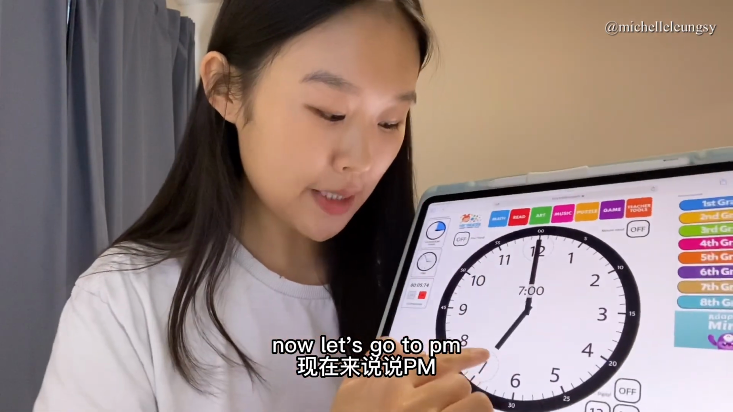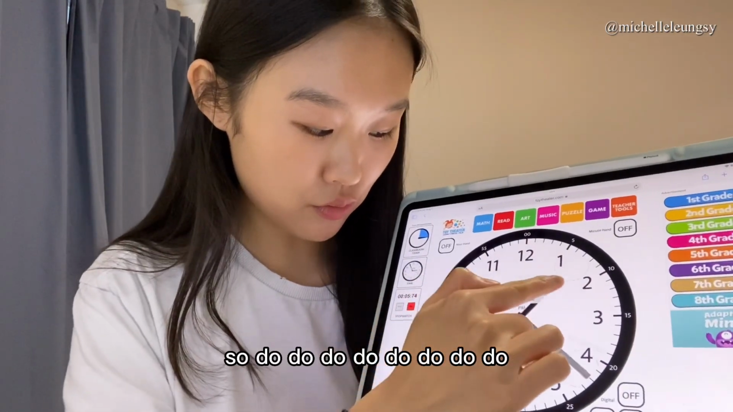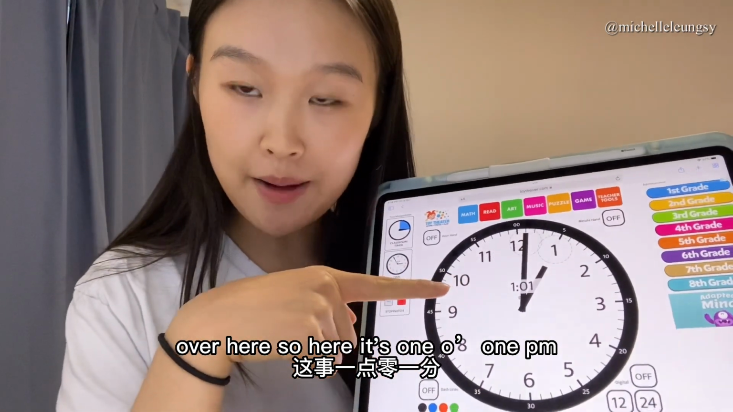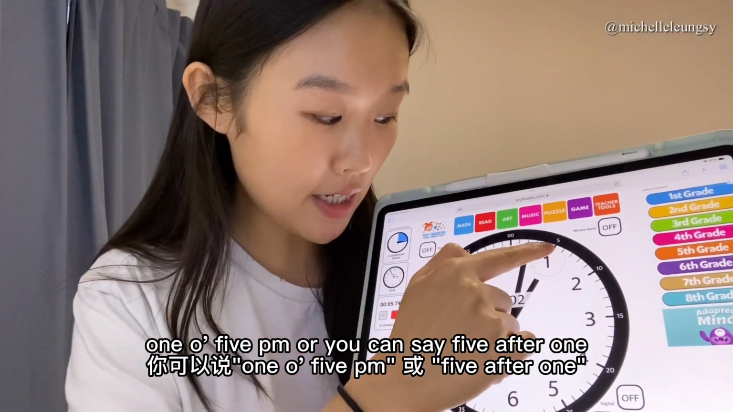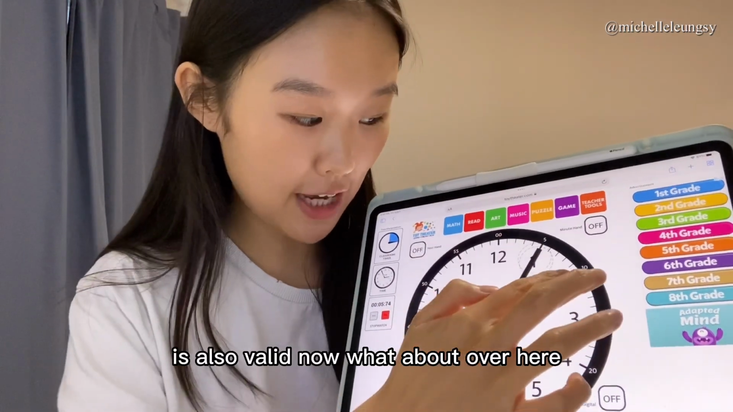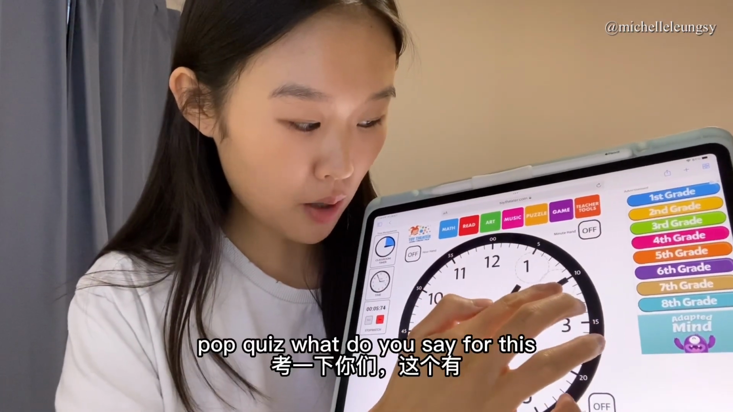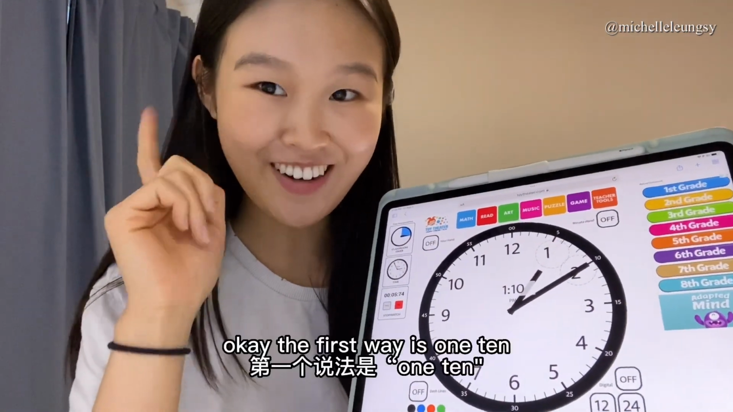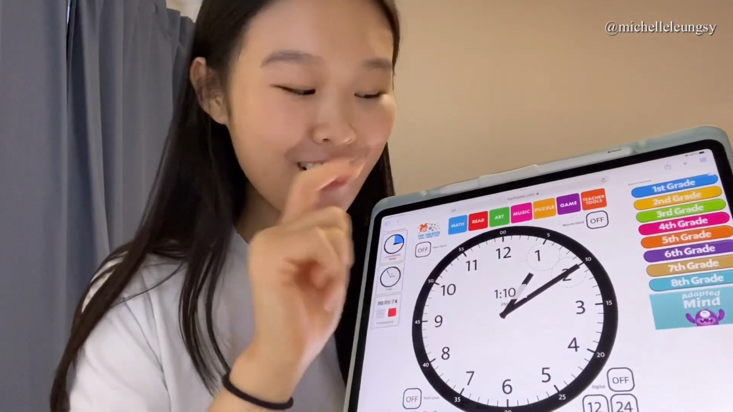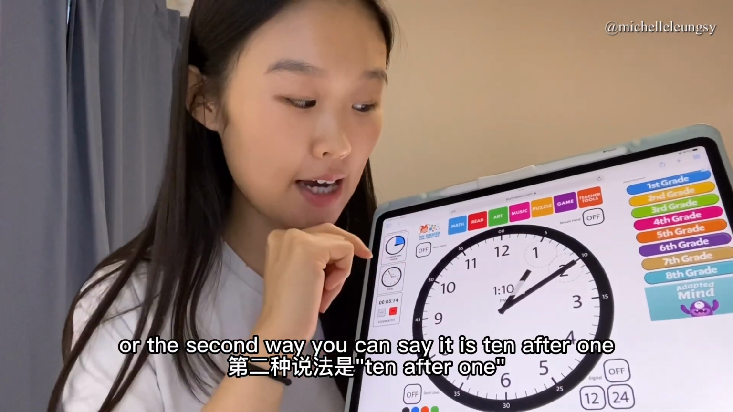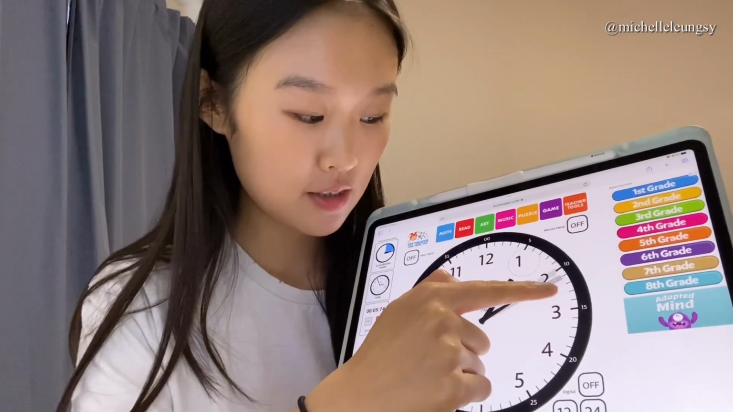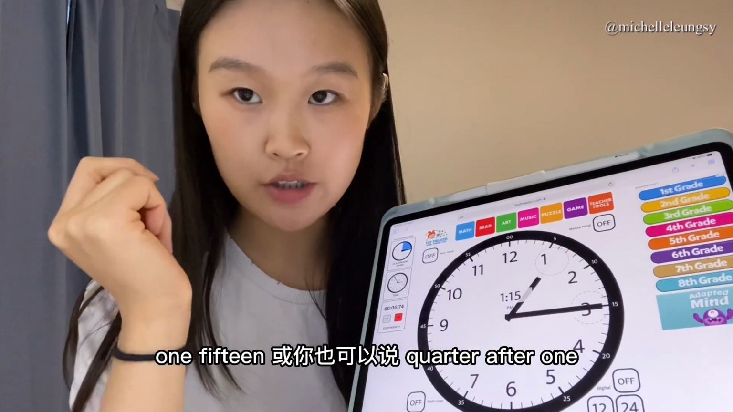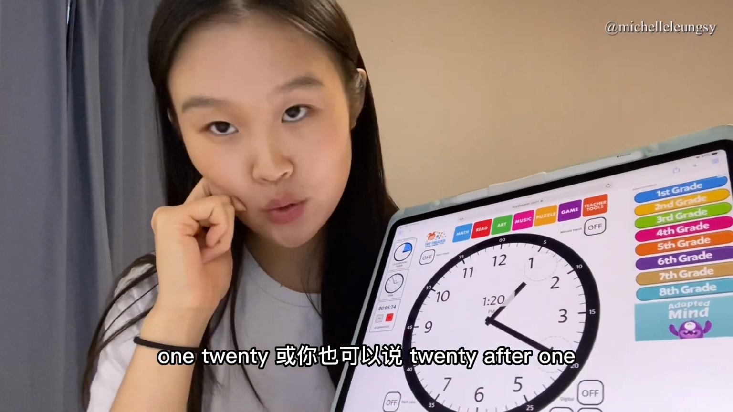Now let's go to PM. Over here, it's 1:01 p.m., 1:05 p.m., or you can say 5 after 1 is also valid. Now what about over here? Pop quiz. What do you say for this? There are two ways to say it. The first way is 1:10, or the second way you can say it is 10 after 1. 1:15, or you can say quarter after 1. 1:20, or you can say 20 after 1.